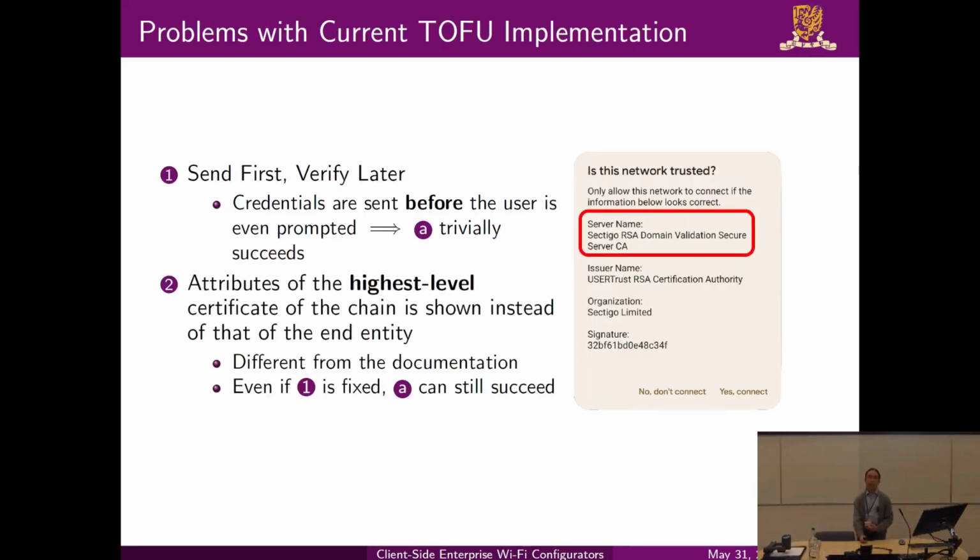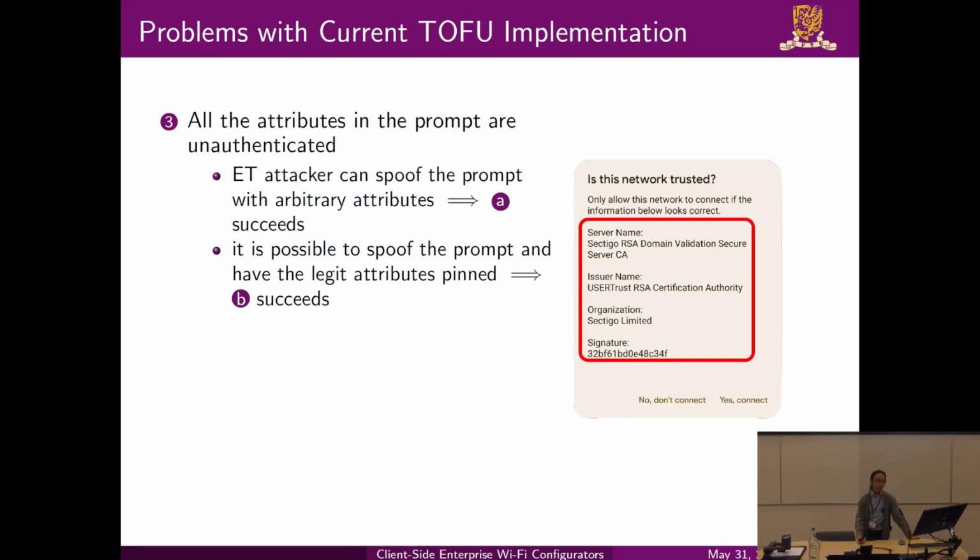And this means that the attacker can spoof the prompt and make the user believe that they are connecting to a legit Wi-Fi setup. And we can also notice that all the attributes are unauthenticated. The fourth one is signature, but it's not fingerprint. And so the evil twin attacker can just self-sign a certificate and spoof all the attributes.